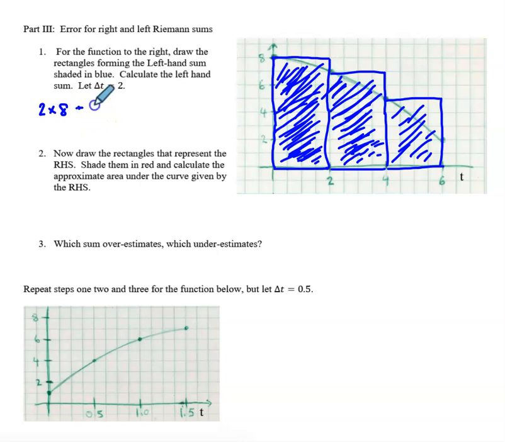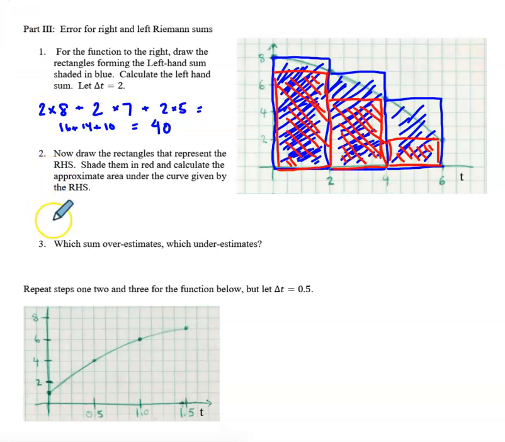For the second rectangle, I have a base of 2 and a height of 7. And for the third rectangle, I again have a base of 2, and this time I have a height of 5. So when I add all this up, I have 16 plus 14 plus 10, which gives me 40. And I don't have any units here, so I just leave it as 40. So now on the same graph, I'm going to draw the right-hand sum and shade it in red. So I'll hit pause and I'll do that, and you do the same, please.